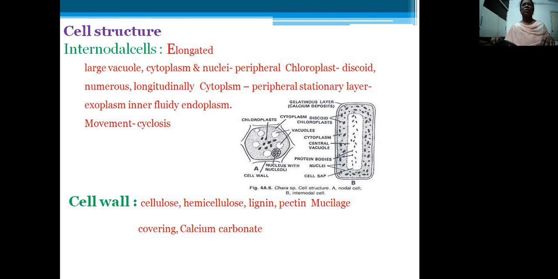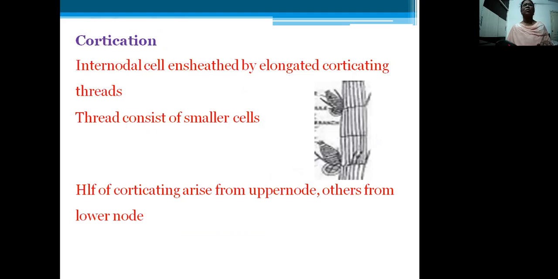One more thing to be remembered is that the outer wall, which is a cellulose cell wall, again has a deposition of silica and calcium carbonate, so it becomes rough. It is impregnated with calcium carbonate and silica, so the surface is rough. That is how the plant got the name stonewort.